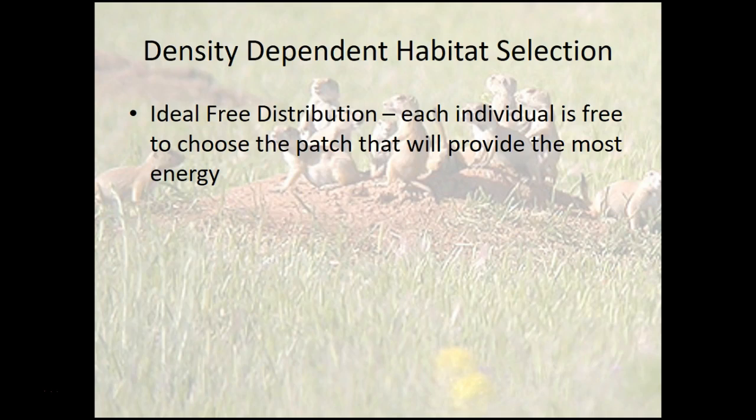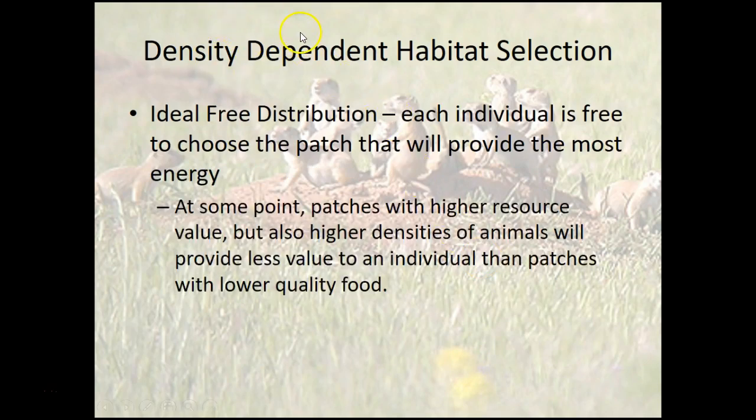Well, I think this is a concept that you probably kind of intuitively know, but let's put some labels on it. So ideal free distribution is the idea that every animal, every individual in the population is free to choose the patch that will provide the most energy. And so they can settle anywhere. This would be the idea that I could choose any area of town to live in. That'd be ideal free distribution. But because of density dependence, at some point patches with higher resource value might end up getting higher densities of animals and therefore actually provide less value to an individual than patches with lower quality food.